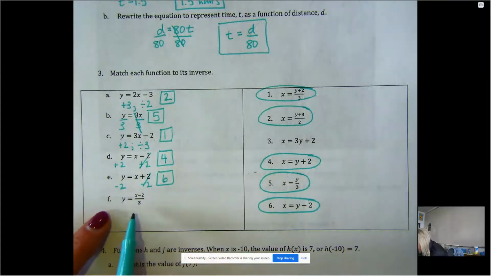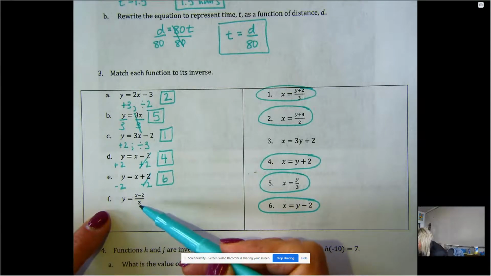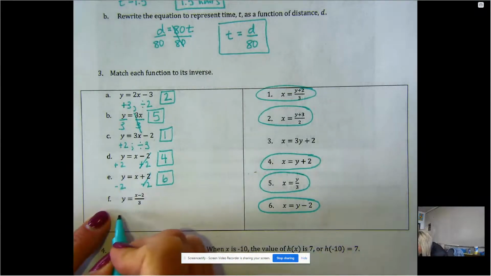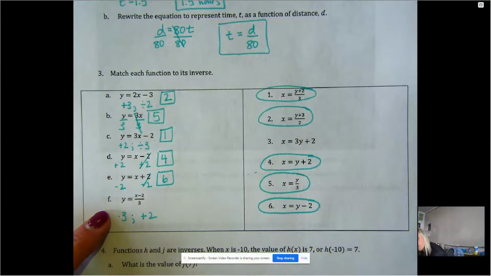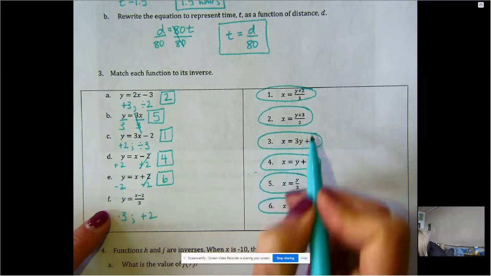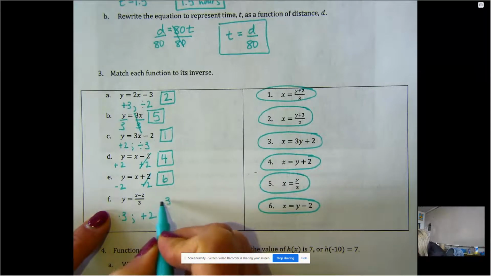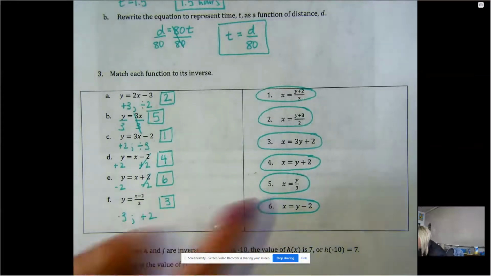And then on equation F, this tells me to subtract the 2 and then divide by 3. So I'm going to look for an equation that first multiplies by 3 and then adds 2, following the order of operations. And so that happens here on equation number 3. So there we go. There are the matchups for a function and its inverse.